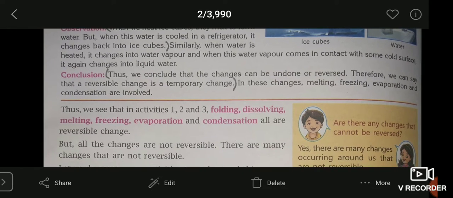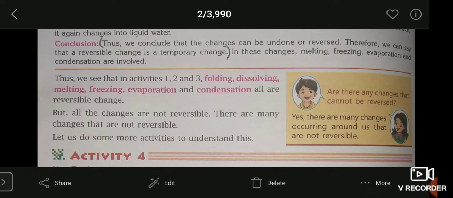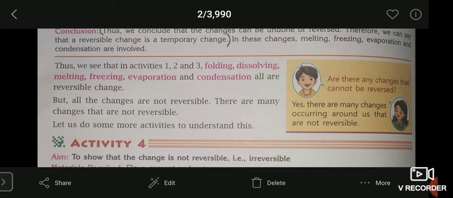Please remember, we have done all these processes in your previous lesson. Melting is conversion of ice to water. Freezing is conversion of water to ice. Evaporation is conversion of water to water vapor. And condensation is the process of converting water vapor into water. Now, thus we see in activity 1, 2, and 3, folding, dissolving, melting, freezing, evaporation, and condensation, all are reversible changes. But all changes are not reversible.